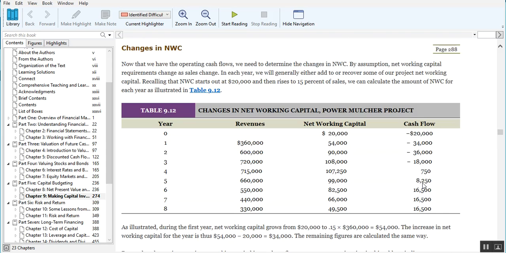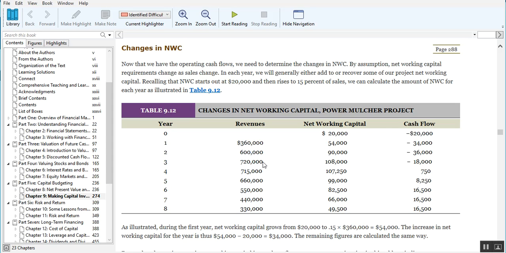We're also going to look at the changes in net working capital. So we have net working capital here in year 0 of $20,000. At 15% of sales, we have to increase it up to $54,000. So we have additional cash outflow. At 15% of sales, we've got to bump it up to $90,000, so we add an additional $36,000 in cash flow. That's coming out of the company going into the project.